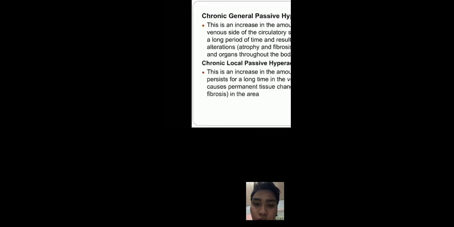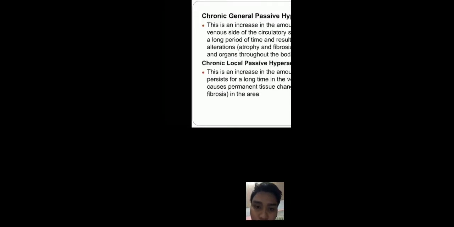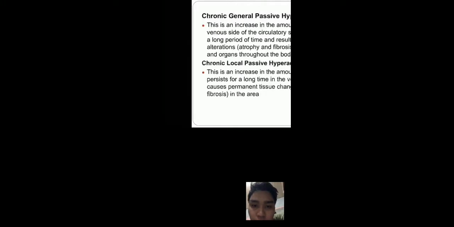While the acute local passive hyperemia only affects a specific area like foot, tail, kidney, and spleen. Now is chronic general passive hyperemia. From the word chronic, it can happen over a long period of time.